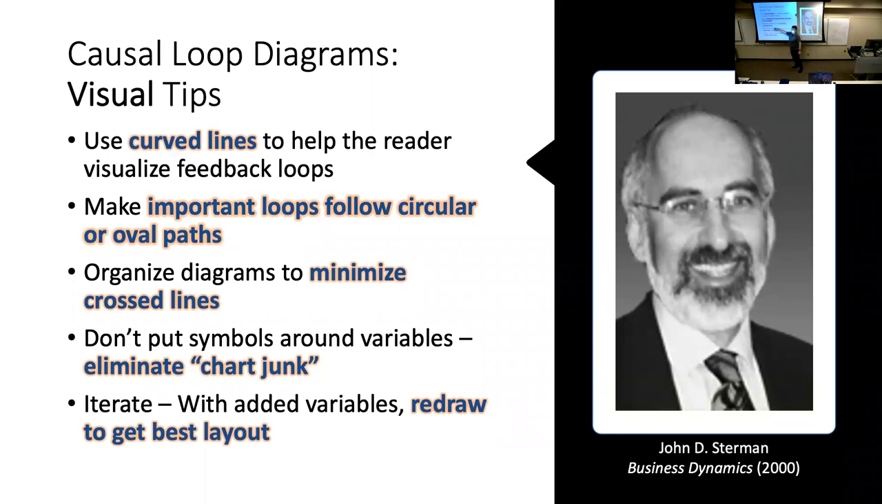Then you want to minimize crossed lines. So it's okay to make loops that go way out as long as they avoid those cross lines, because again, you want to try to make the loops jump out at you. You don't want to make faux loops as things cross and they make it look like there's a loop when there's not actually a loop. Then, eliminate chart junk. So don't put boxes around your variable names on causal loop diagrams, just words and lines. It's all you have there.